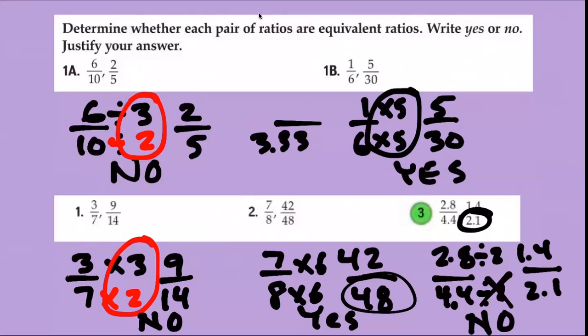You're not dividing by 2 to get 2.1. You're dividing by 2 point something else, right? So this is not an equivalent ratio. And that is basically the way you can do these.